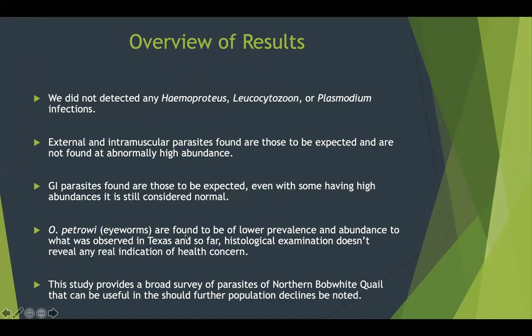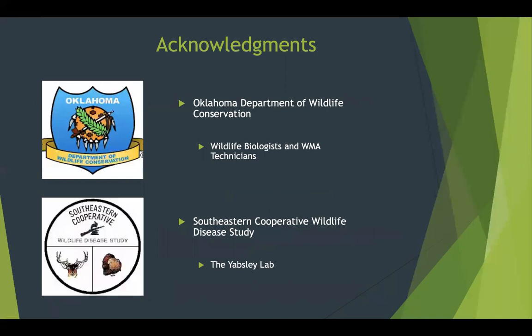So this study provides a broad survey of parasites of northern bobwhite quail that could be useful should further population decline be noted. I would also like to acknowledge the Oklahoma Department of Wildlife Conservation. Without their wildlife biologists and WMA technicians, bird collection would not be possible.